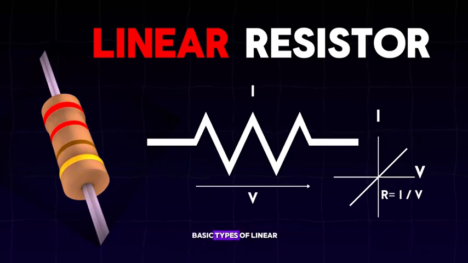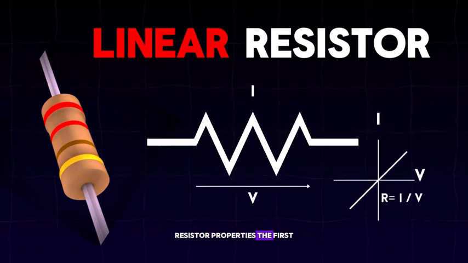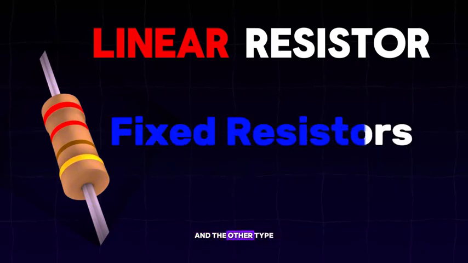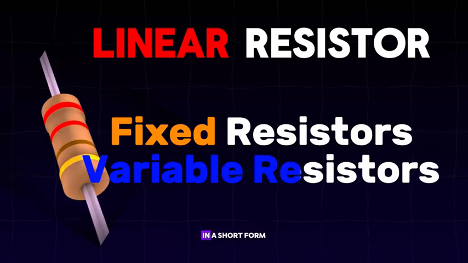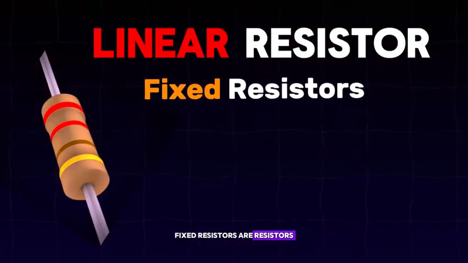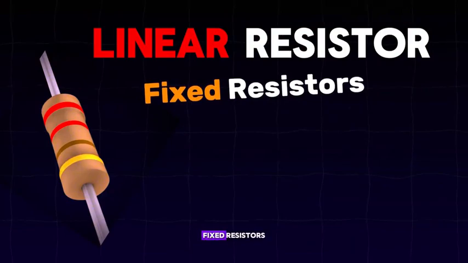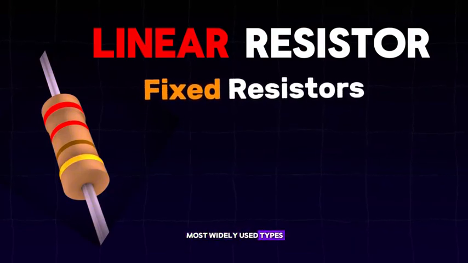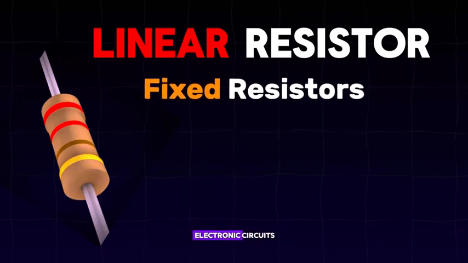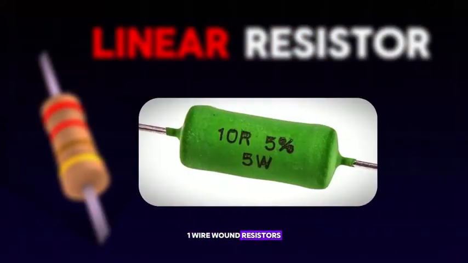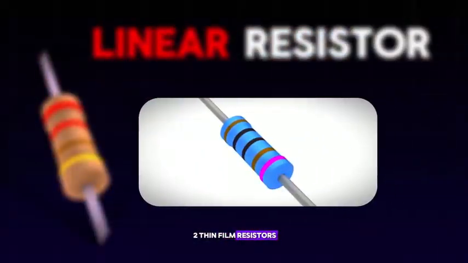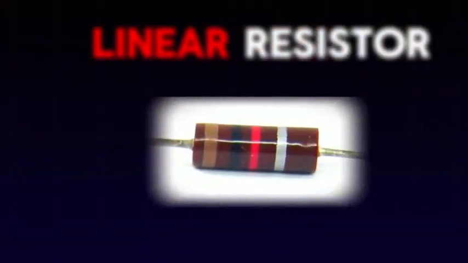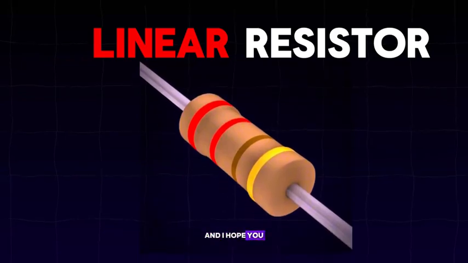But there are two basic types of linear resistor properties. The first one is fixed resistors, and the other type is variable resistors. In a short form, fixed resistors are resistors with a specific value. Fixed resistors are one of the most widely used types of resistors. They are used in electronic circuits to set the correct conditions in a circuit. There are also various types of fixed resistors. We have 3 commonly used ones in the circuit: 1. wire wound resistors, 2. thin film resistors, and 3. carbon composition resistors. So that is it for fixed resistors, and I hope you understand what they are now.